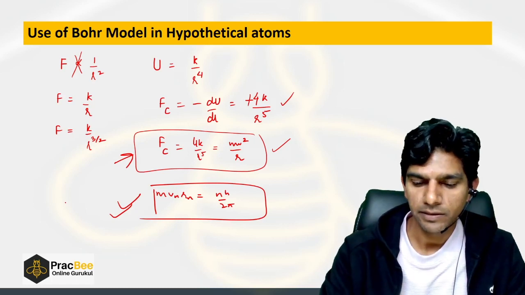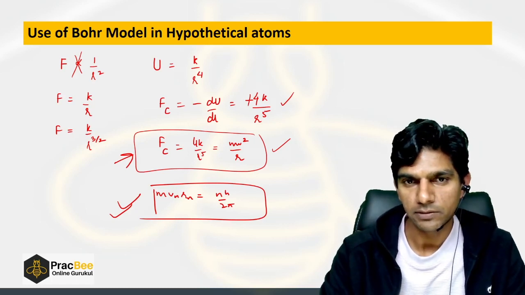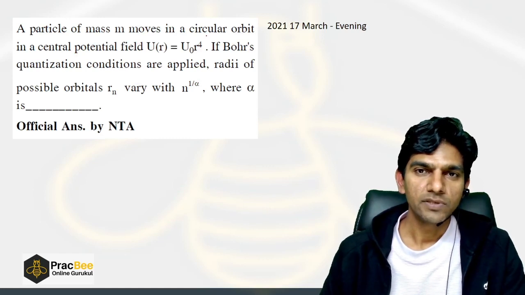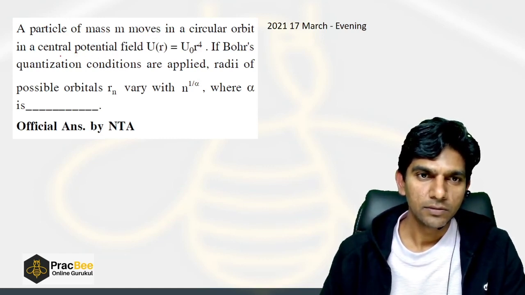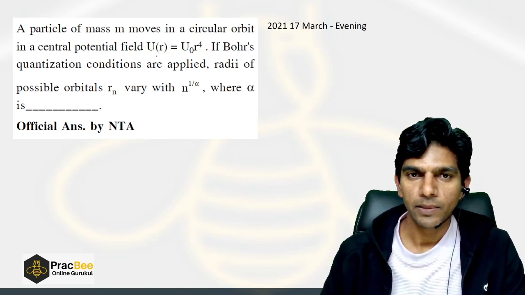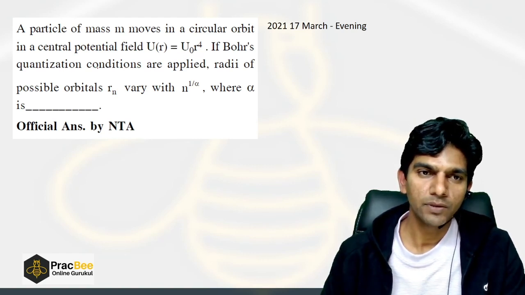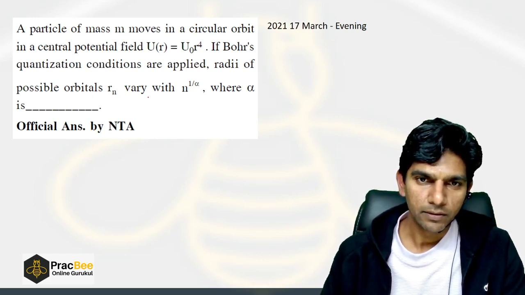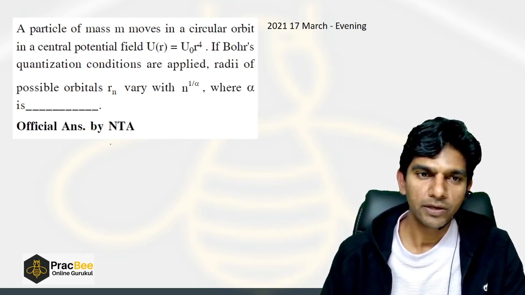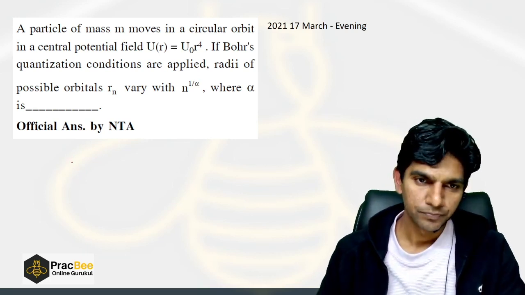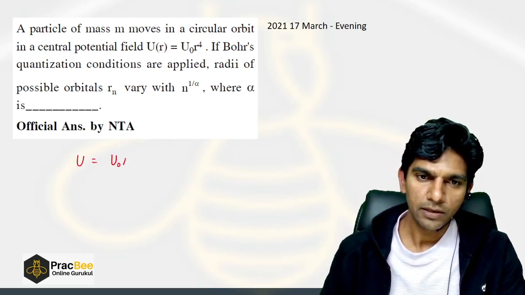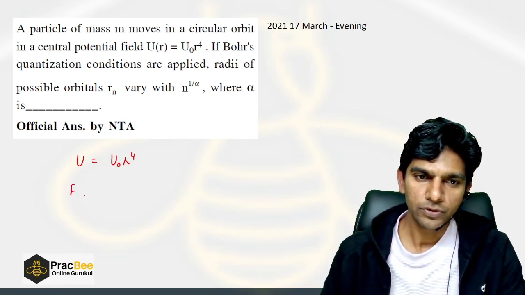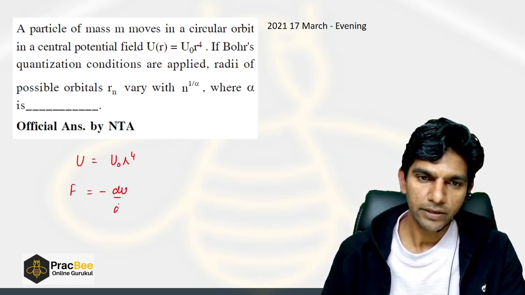Now let us see the illustration which will give you the idea how to apply this concept. A particle of mass m moves in a circular orbit in a central potential field, which is U equals U naught r raised to power 4. If Bohr's quantization conditions are applied, the radii of the possible orbits Rn vary with n raised to power 1 by alpha, where alpha is? So we have to find the value of alpha. So U is given as U naught r raised to power 4. So we can find the force, that will be minus dU by dr. So it will be minus 4 U naught r raised to power 3.